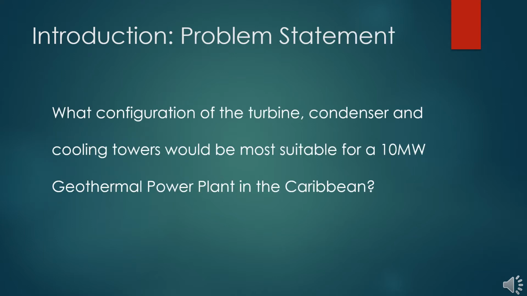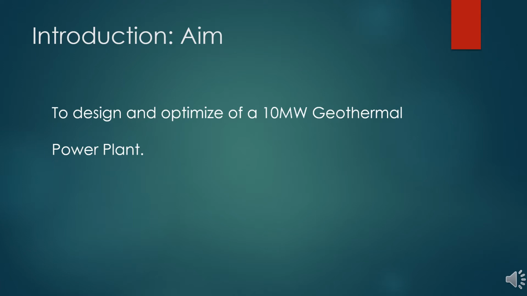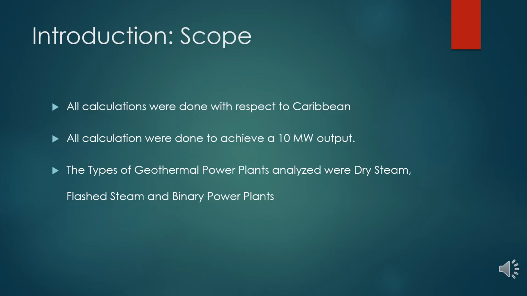The problem statement for this project is what configuration of the turbine, condensers, and cooling towers would be most suitable for a 10 megawatt geothermal power plant in the Caribbean. The aim is to design and optimize a 10 megawatt geothermal power plant. The scope for this project is that all calculations were done with respect to the Caribbean. All calculations were done to achieve a 10 megawatt output, and the types of geothermal power plants analyzed were dry steam, flash steam, and binary power plants.